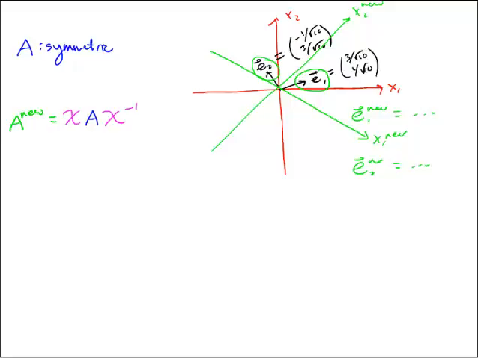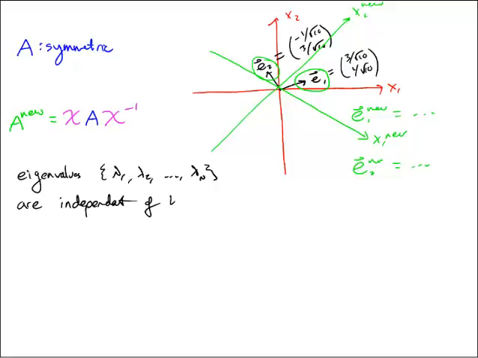So as long as I write my A in the correct basis, it's going to do the same thing to my eigenvectors. And what does it do? Well, it'll scale them by their respective eigenvalues. So this leads us to the conclusion that the eigenvalues, lambda 1, lambda 2, all the way to lambda n, are independent of the basis you're in.